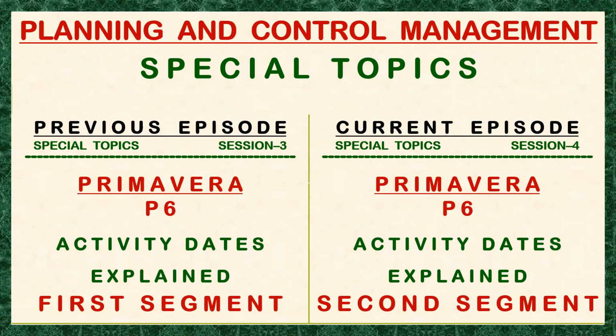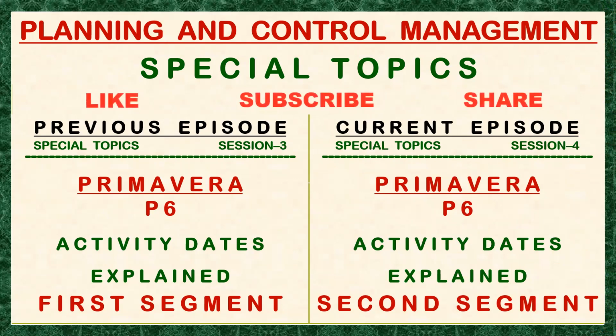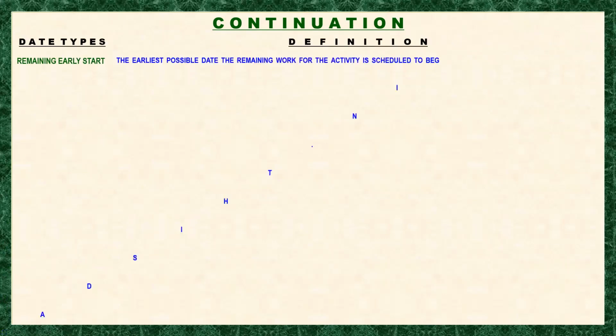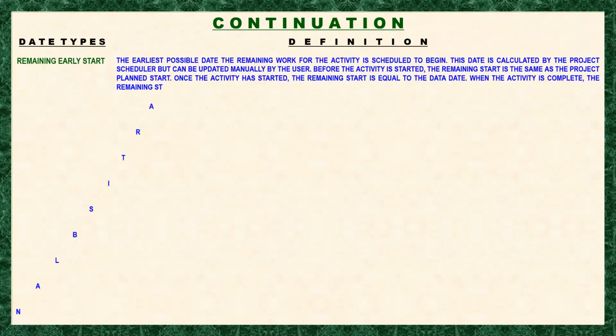So we will be finishing our topics here regarding the types of activity dates. Okay, here's the continuation of the activity date types that we have to finish. The remaining early start, according to Primavera P6, is the earliest possible date the remaining work for the activity is scheduled to begin. This date is calculated by the project scheduler, but can be updated manually by the user.